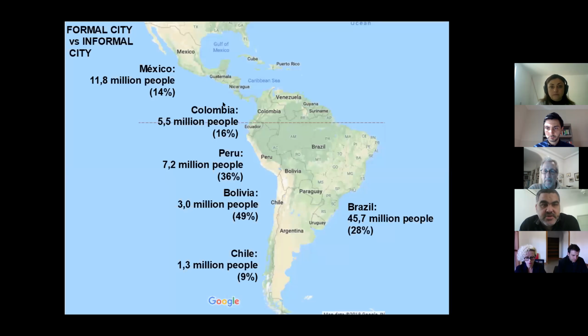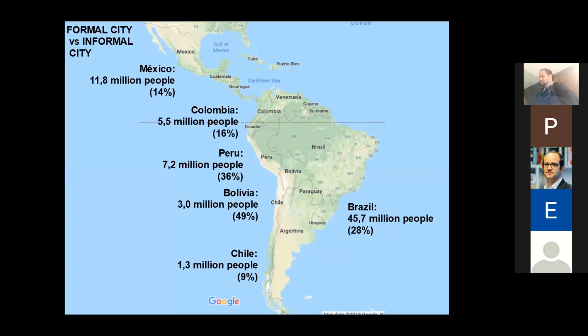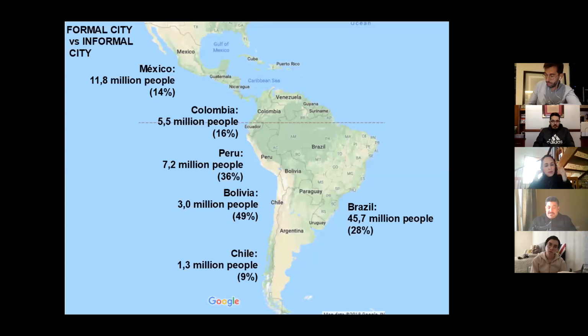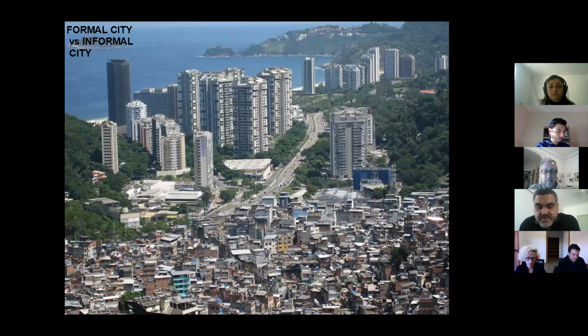The relationship between formal city and informal city is very important in Latin America, as we all know, from countries like Peru and Bolivia, where we are talking about around 40% of the society living under informality, to countries like Mexico, 14%, or Chile, 9%. Brazil, we are around 28%.